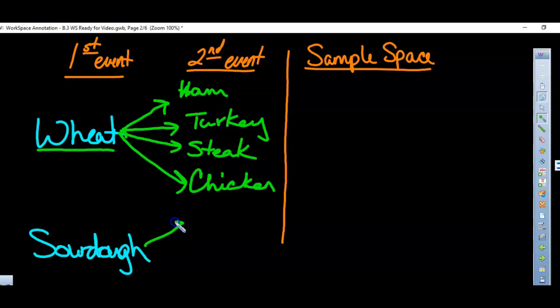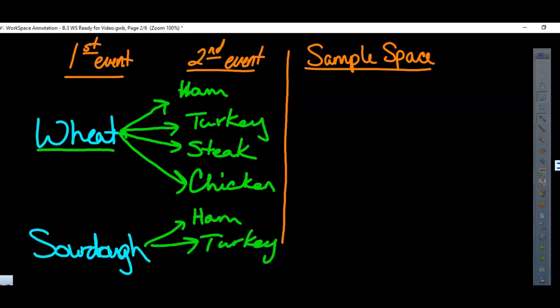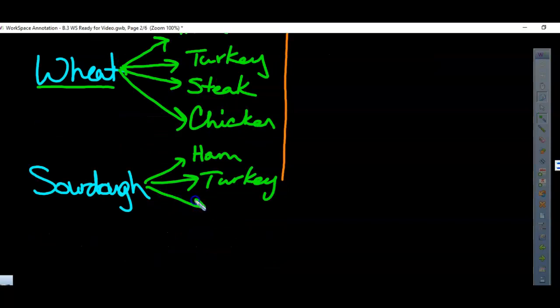So with sourdough, we do the same thing. We can choose ham, turkey, and yes, these take some time. Steak, or chicken. Okay.